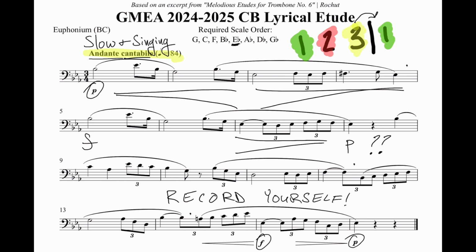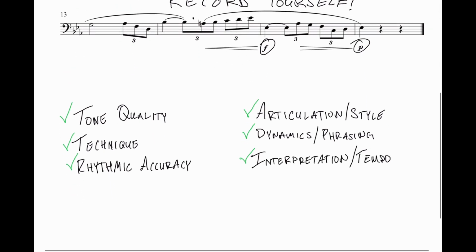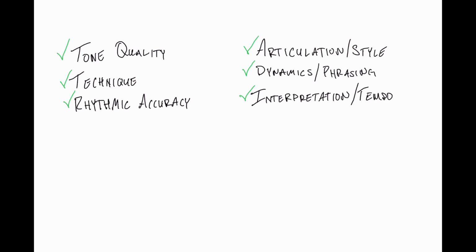My final bit of advice to you is to start by practicing slowly and focusing on accuracy in all ways. You'll be judged on tone quality, technique, rhythmic accuracy, articulation/style, dynamic/phrasing, and interpretation/tempo. So it's important to make sure you're not only playing the etude in time and with the right rhythms, but that the tone is the best quality for every note, and the phrasing works, and all these little details have to be there in order to have a successful audition.